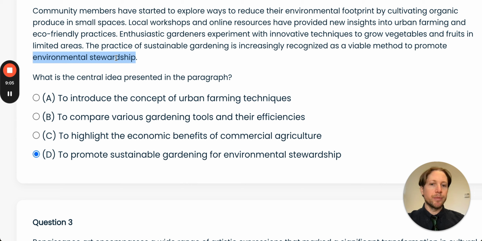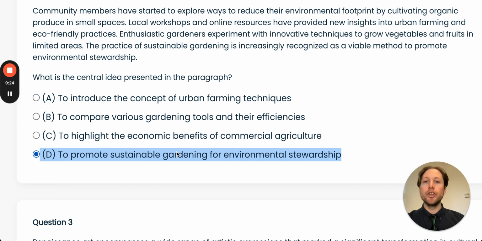Now, sometimes on test day, you're going to want to look out for synonyms for environmental or stewardship. Like I said, they could have said environmental management, environmental leadership. They could have said a synonym for it, different ways to say this, but oftentimes you will notice that the actual answer you're looking for is directly stated in the text passage.